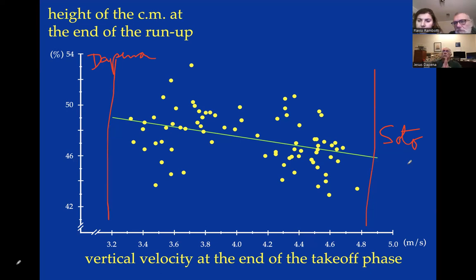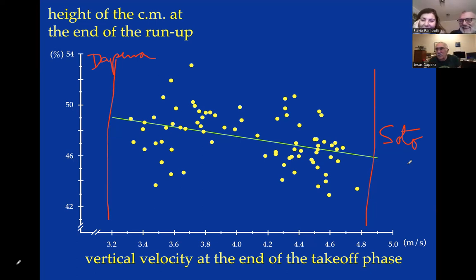Let's say that we have one high jumper, and we know that his or her optimum height at the end of the run-up is maybe 46%. And we normally do not know this, okay? But let's say that we know what it is. We asked Prediction Globe, and we said, what is the optimum? And he says, 46%. Okay, we believe it.